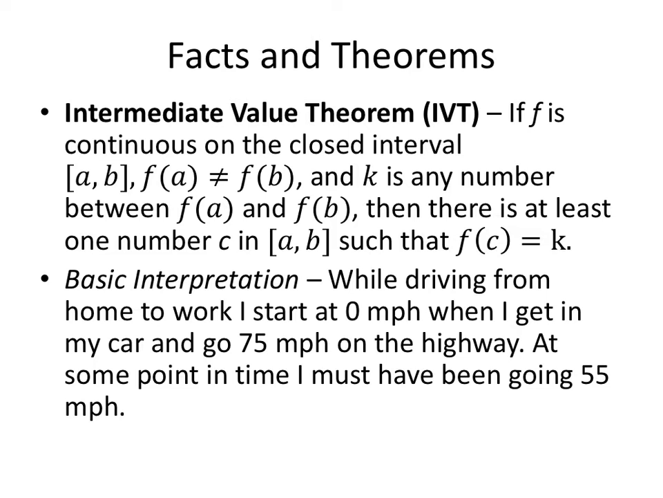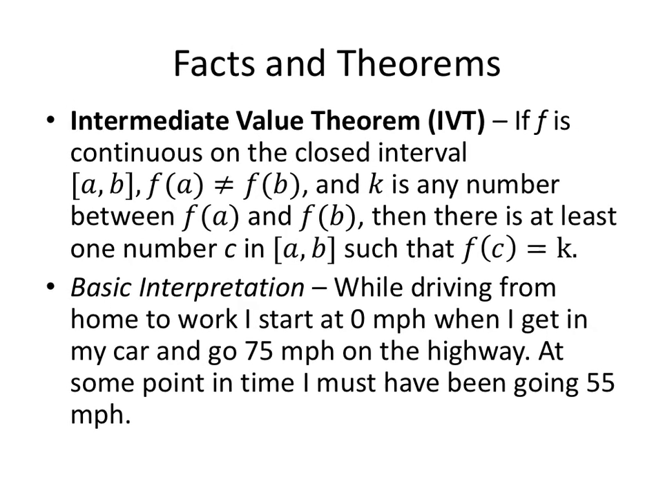So let's start with a definition, really. The intermediate value theorem states, if f is continuous on the closed interval from a to b, and the values at the endpoints are not equal, and k is any number between f of a and f of b, then there's at least one number c in the interval from a to b such that f of c is equal to k. So wait, what does that mean?